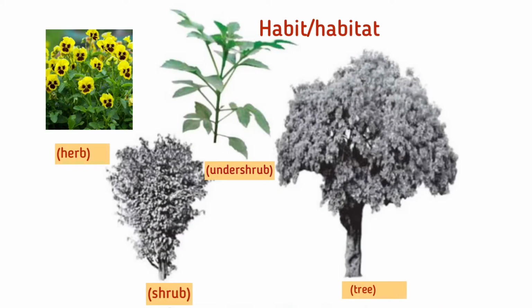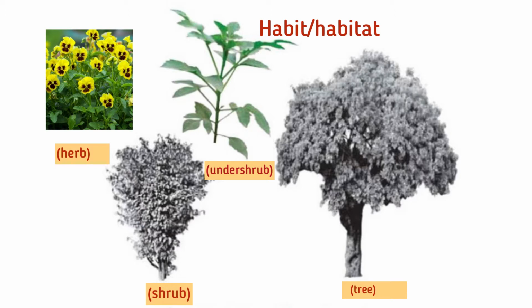What are the habits or habitats of angiosperm? A flowering plant whose stem is weak and doesn't produce woody tissue is generally known as herb. A smaller plant having no bushy structure is called undershrub. Then a woody plant smaller than a tree, having several stems and looking bushy, is called shrub.